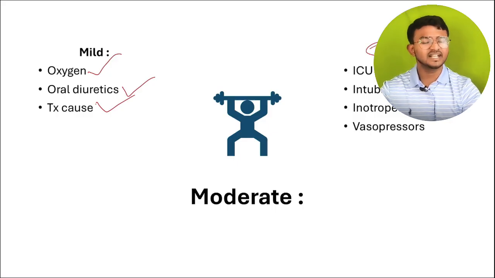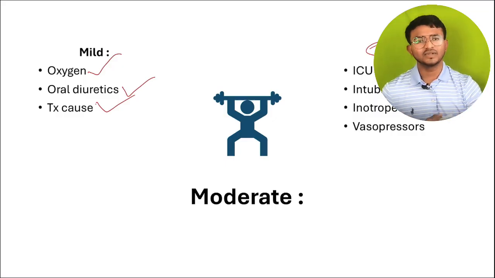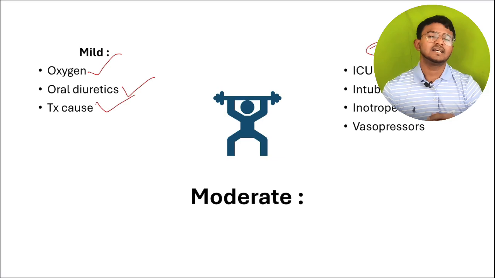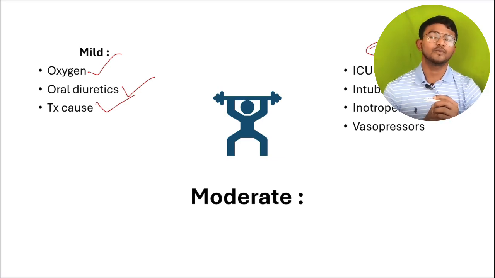Next, in severe cases, we have to send the patient to the ICU and do intubation, and we can use inotropes and vasopressors. In severe cases we can use dobutamine, and for hypovolemic conditions, we can give vasopressors like norepinephrine. So these are the things we can give.